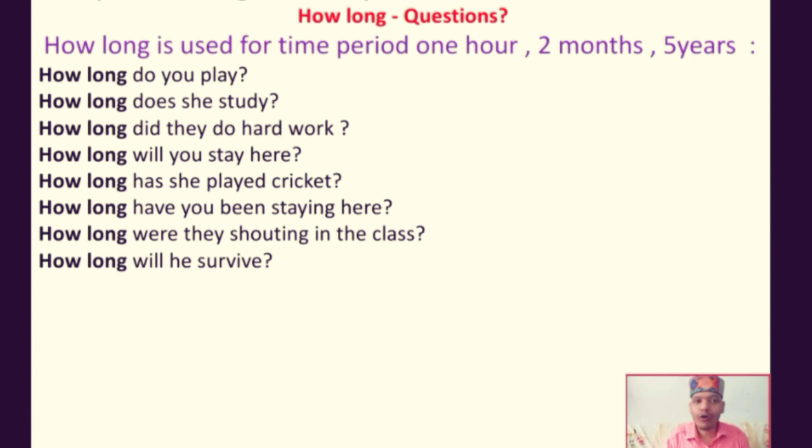Okay, how long did they do hard work? They did hard work for half an hour. How long will you stay here? How long has she played cricket? Now, time period. How long has she played cricket? She has played cricket for 6 months.